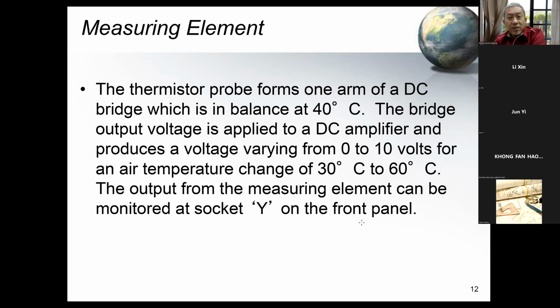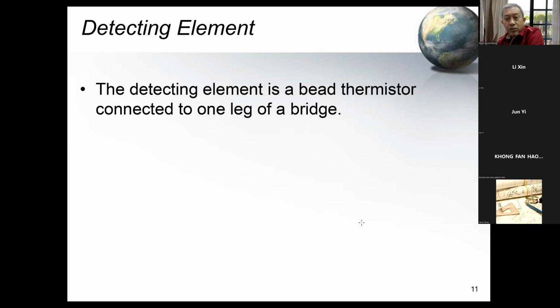So the measuring element is the thermistor probe, which is one arm of the DC bridge, and it is balanced at 40 degrees Celsius. The bridge output voltage is applied to a DC amplifier, which then produces a voltage varying from 0 to 10 volts, so that it can measure the change of temperature from 30 Celsius to a maximum of 60 Celsius. The output from the measuring element can be monitored at socket Y of the front panel, which is shown previously here.